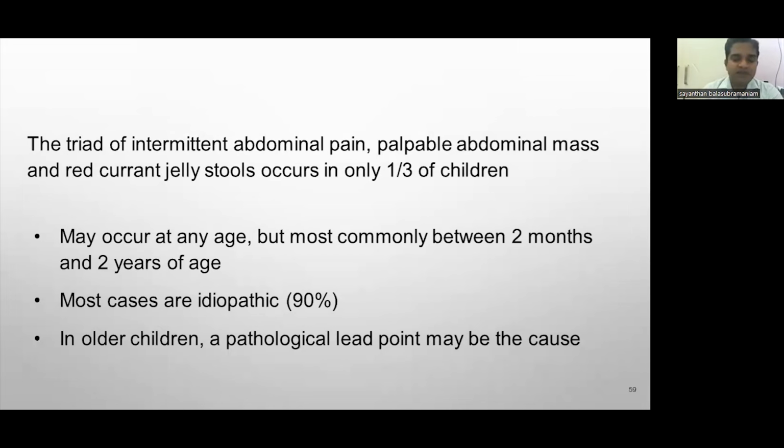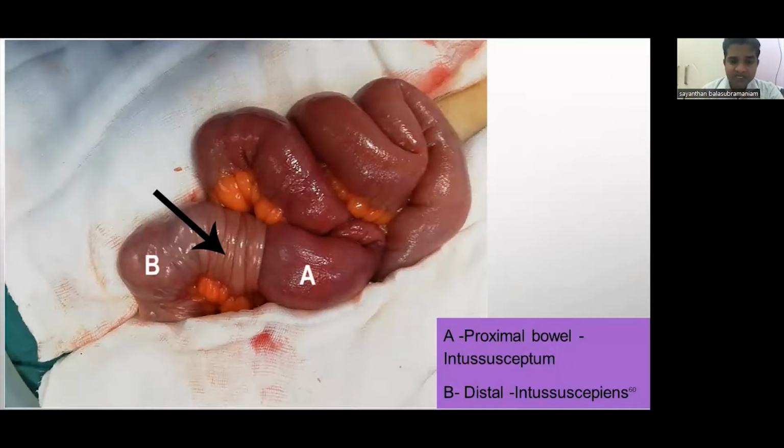But various books say various things. Even at 3 years, 5 years, 10 years, or even in adults, they can have intussusception. But commonly it happens in younger kids. Most commonly it is idiopathic. We don't know the reason. But pathological lead points may be possible in some bigger kids. You can see this is the distal limb, this is the proximal limb. So this is telescoping inside.